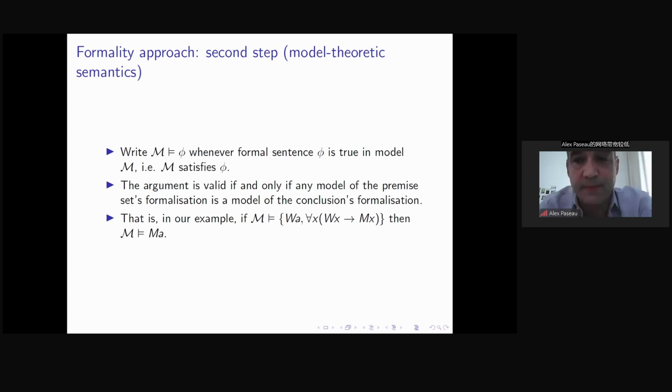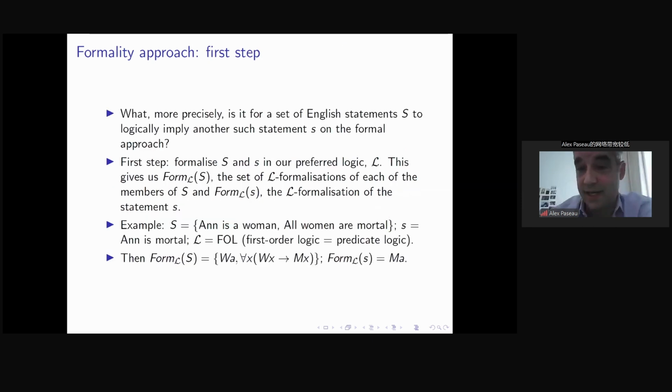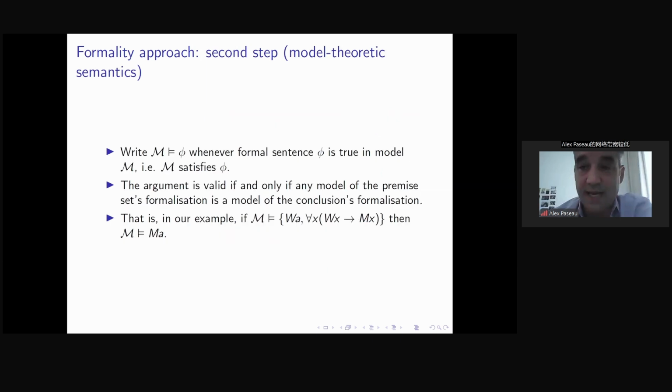So remember, there are two steps. The first step, just to go back to that former slide, is to formalize the English argument. The English argument, in this example, is: Anne is a woman. All women are mortal. Therefore, Anne is mortal. The first step is to formalize those in your preferred logic. Let's say that's first order logic. The second step is to give an account of what it is for the formalized premises to imply the formalized conclusion in the logic L. And the standard way of doing that is the model theoretic account. You say that any model that satisfies the premise set satisfies the conclusion. And to satisfy the premise set is just to satisfy each of the premises, that's to say each of the premises is true in the model.